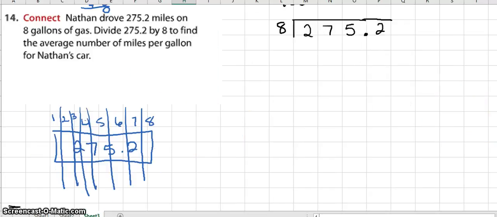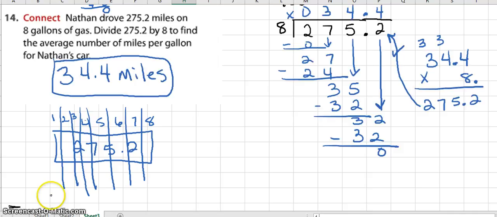Our next one says Nathan drove 275 2/10 miles on 8 gallons of gas. It tells us to divide 275 2/10 by 8 to find the average number of miles per gallon Nathan's car gets. So it drew me a little quick model here. We're going to make it into 8 groups, and here's my problem. Because we're short on time, I've got it solved. Stop the video and look how it's solved. Got 34 and 4/10, and we checked it.